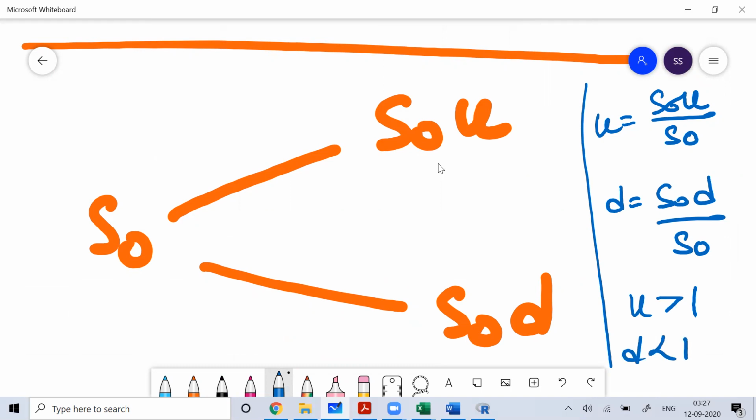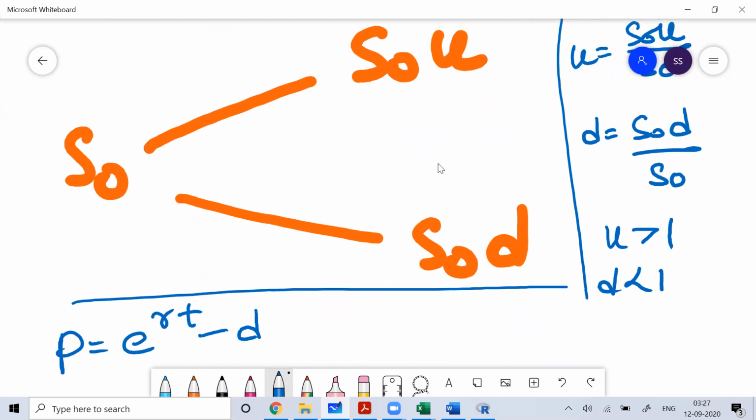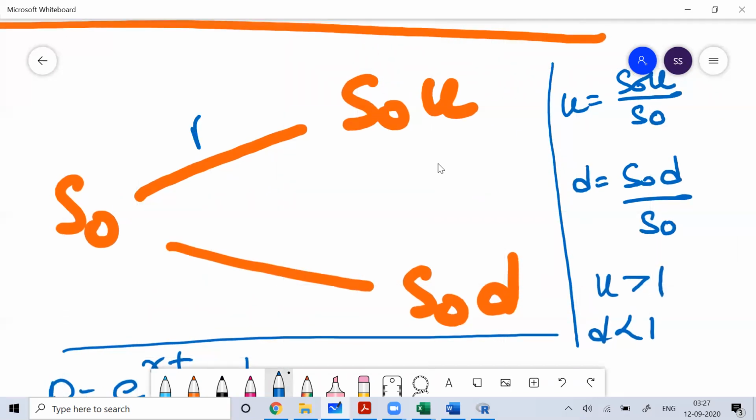Once you get the value of U and D, the next thing in this problem you have to find is the probability. The formula of probability is p equals e to the power rT minus d divided by u minus d. So you will use p for this, and this would be 1 minus p. Then the next thing you have to do is find the value of fu and the value of fd. Here fu and fd are basically talking about payoff.